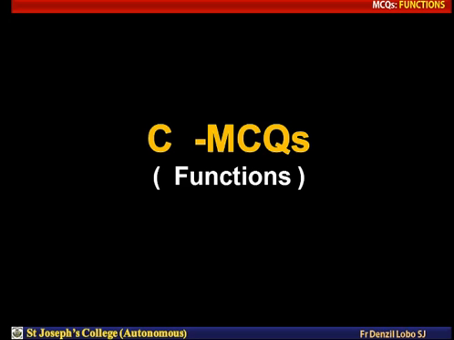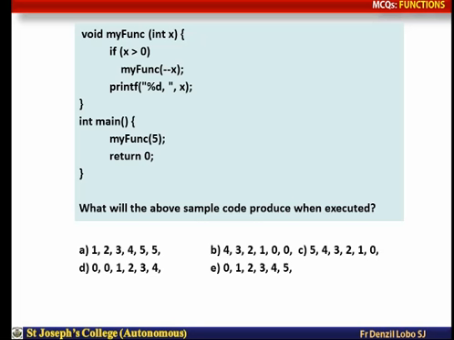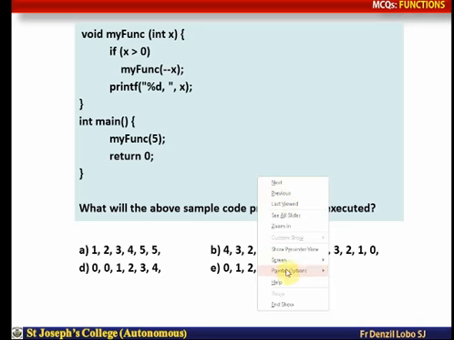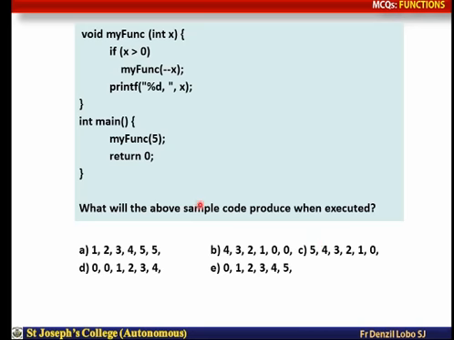MCQs in C. This time we'll be dealing with MCQs relating to functions. The first of the programs: what will be the output of the sample code? Here you have a function, and this function is called in main, my function with the argument 5. As you see, it is a recursive function, my function, and it's calling itself again. So what is the output? One of these it has to be, which is the one?